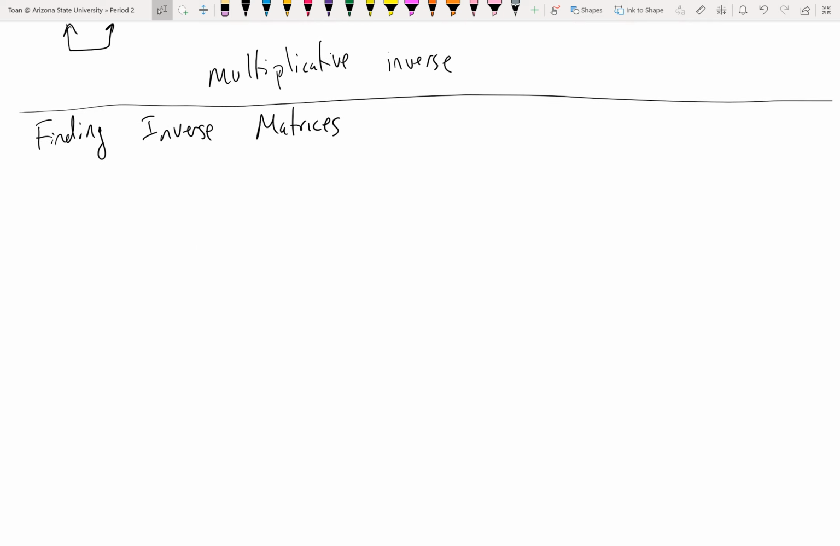We're going to find inverse matrices using something called an adjugate matrix. What is an adjugate matrix? Well, again, it's easy to see with an example. So let's find an inverse matrix. Step one. If you want to find the inverse of a matrix, you want to find the determinant first.